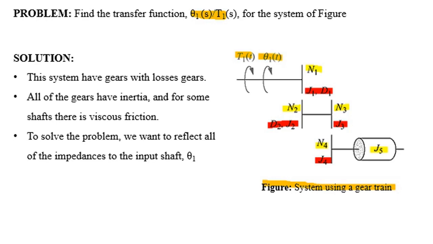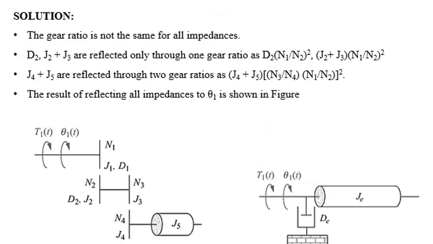For our desired transfer function theta 1 of s over T1 of s, first of all we will find mechanical impedances in Laplace domain, and then we will reflect all the impedances to the input shaft having angular displacement of theta 1.